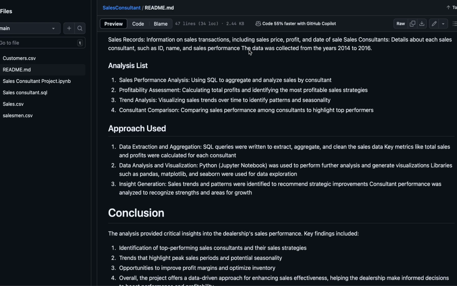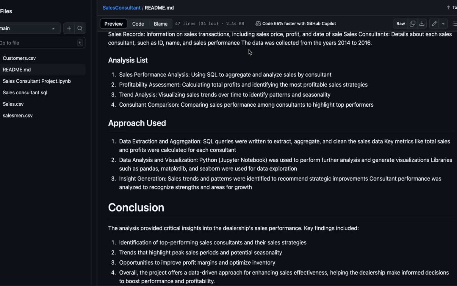Regarding our analysis list, first we want a sales performance analysis. We're going to use SQL to aggregate and analyze the sales by the consultants. Second, profitability assessment, calculating total profits and identifying the most profitable sales strategies. Third, we want a trend analysis, visualizing sales trends over time to identify patterns and seasonality. And number four, we want a consultant comparison, comparing sales performance among these consultants to highlight top performers.